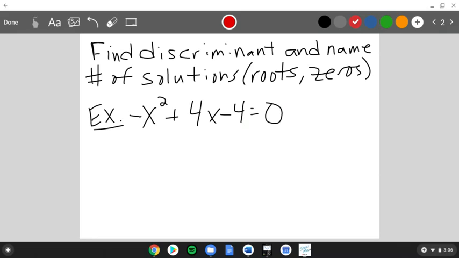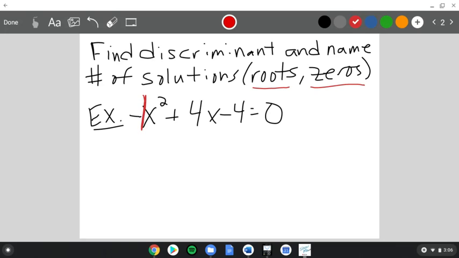So if it says find the discriminant and name the number of solutions, and just a reminder, other words that mean solutions are roots and zeros. These are all telling us the values that we could plug in for x to make the equation true, or when we graph it, that's where it crosses the x-axis. So let's label our coefficients, our a, b, and c.